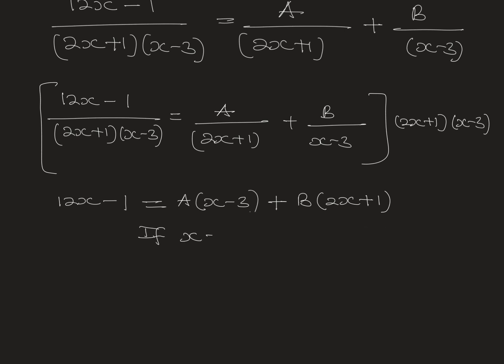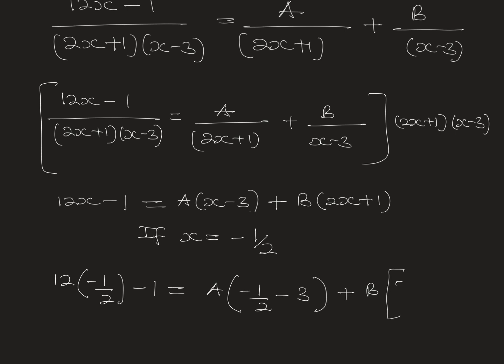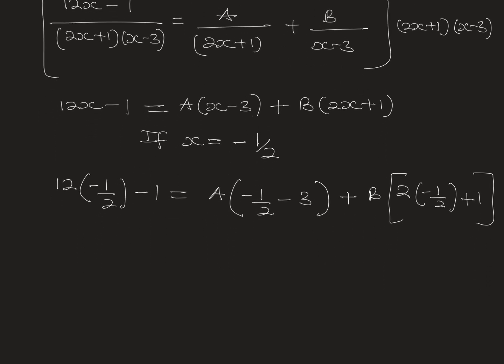If x is equal to negative 1 over 2, what do we have? We'll have 12 into negative 1 over 2 minus 1 is equal to a into negative 1 over 2 minus 3 plus b into 2x, x is negative 1 over 2, plus 1. So minus 12 times 1 is minus 12 divided by 2 will give me minus 6.